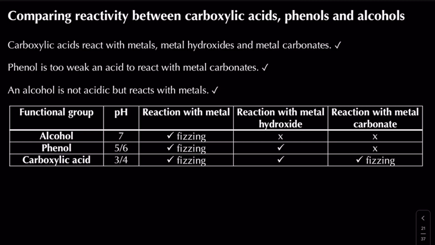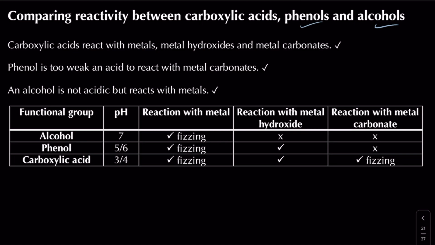Now moving on, right, that summarizes the reactions of our carboxylic acids, but we also need to compare them with phenols and alcohols as well. Now carboxylic acids react with metals, metal hydroxides and metal carbonates, right, whereas phenol is too weak an acid to react with metal carbonates. Now alcohols are not going to be acidic like carboxylic acids and phenol, but they do react with metals, and they do actually fizz when they react with metals as well.